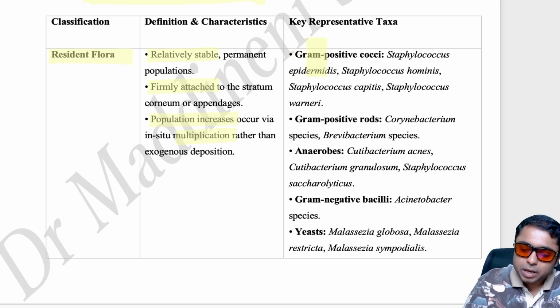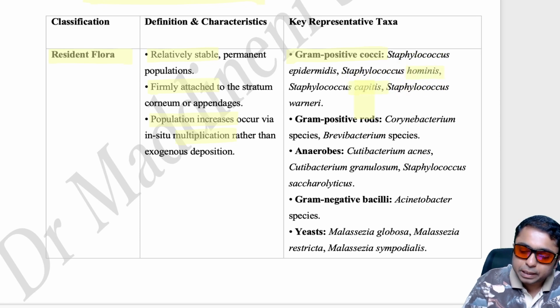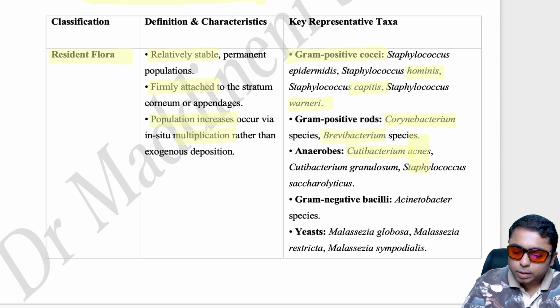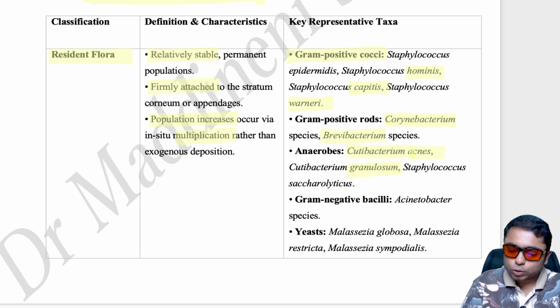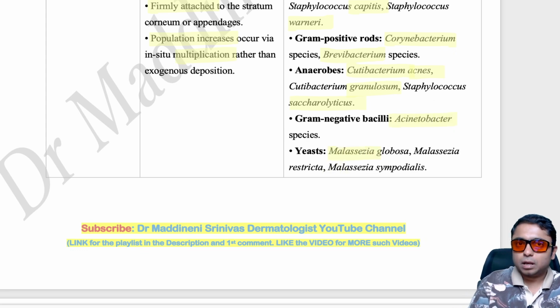There are so many of them. Gram positive cocci, that is Staphylococcus epidermidis, hominis, capitis and warneri. Gram positive rods like Corynebacterium, Brevibacterium. Anaerobes like Cutibacterium acnes, which you might have read in your acne topic. Cutibacterium granulosum, Staphylococcus saccharolyticus, right? And we have Acinetobacter, which is a gram-negative bacillus, and the yeast Malassezia.